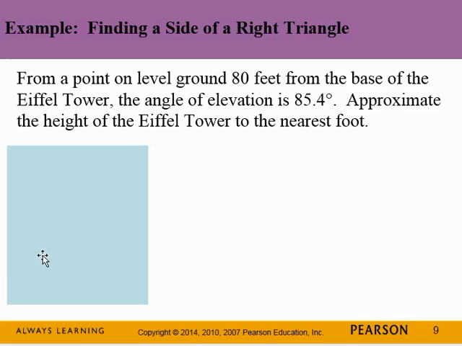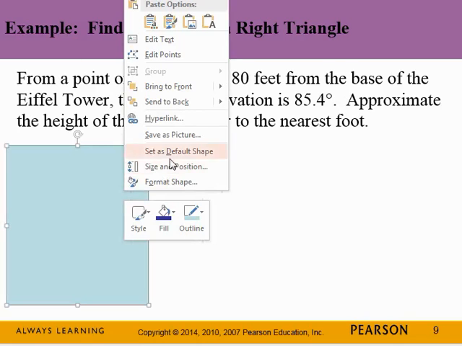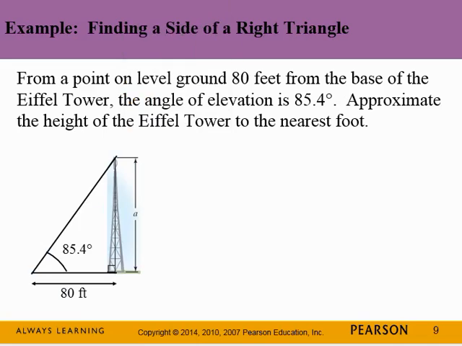So you have a straight line there. You have an angle of elevation of 85.4, so you can draw a right triangle based on that. Yours can just be a triangle, you don't need to draw the Eiffel Tower. But we want to approximate the height of the Eiffel Tower, so you want to approximate A to the nearest foot. So we have our adjacent and we're looking for the opposite.